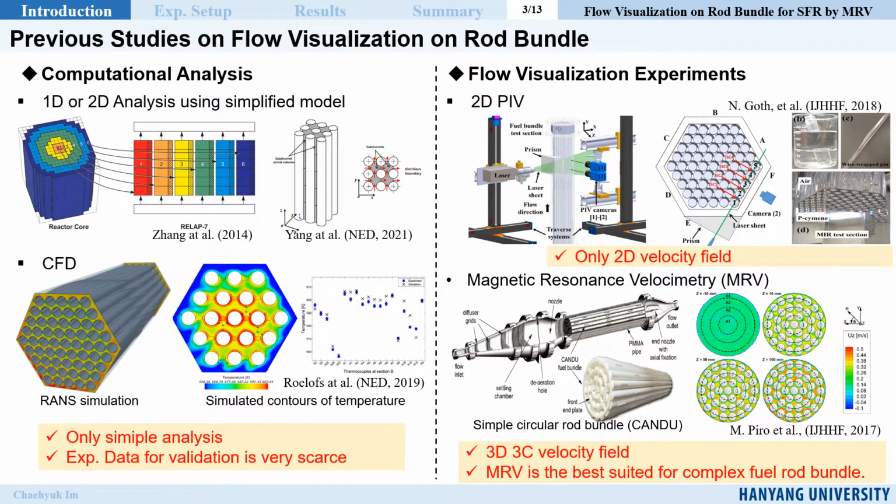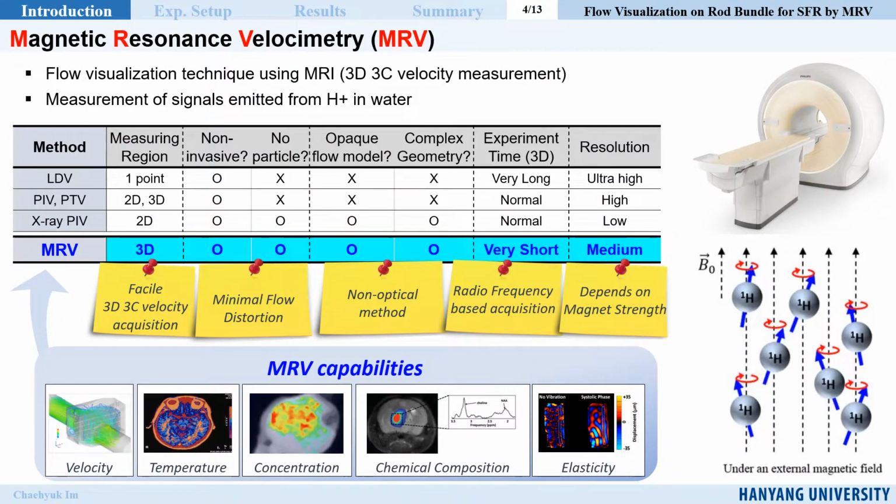So, what is MRV? MRV is a versatile technique to measure a 3D 3C velocity field using MRI. We can get the velocity field from the signals emitted from hydrogen in water. MRV has many strengths compared to existing optical-based flow visualization techniques, such as being non-invasive, needing no particles, being adaptable for opaque and complex geometry, and having a very short measuring time. So we are going to use this MRV to visualize the flow inside the wire-wrapped rod bundle.